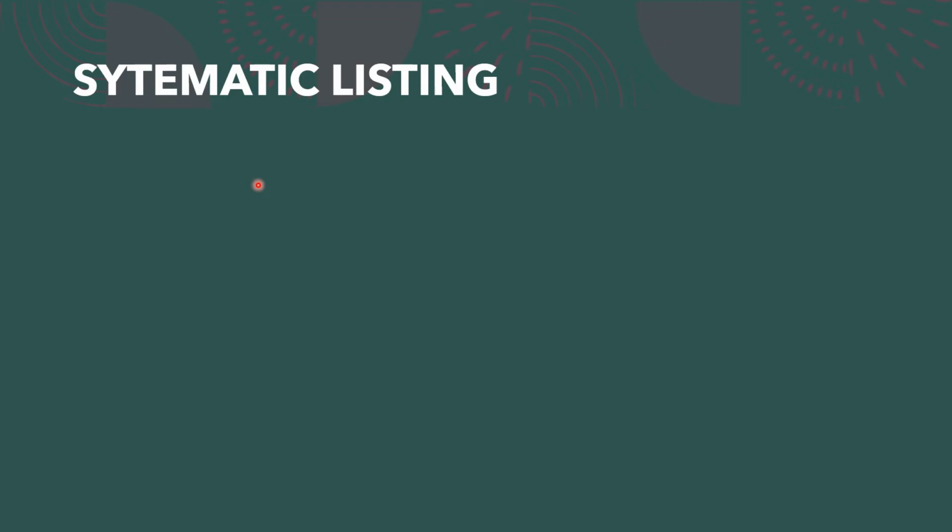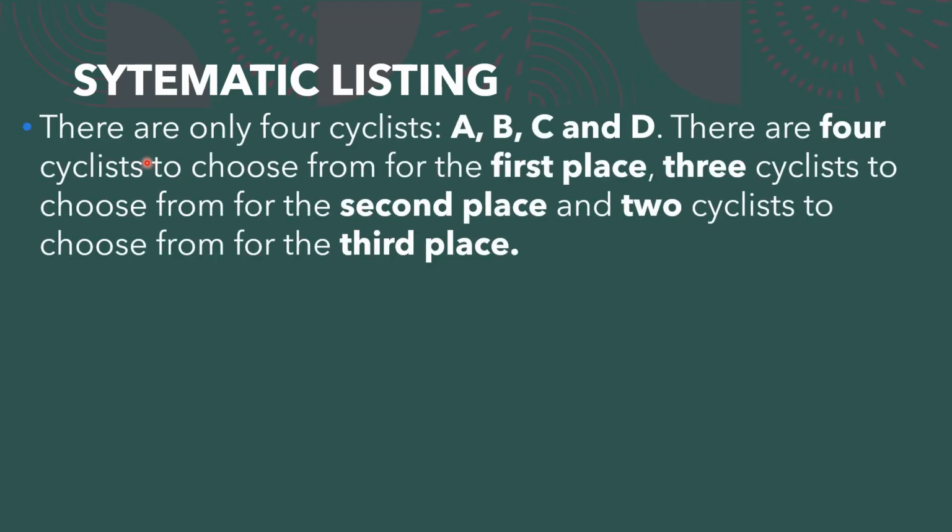Now, let's use systematic listing. So, first, meron tayong 4 cyclists. We have cyclist A, B, C, at saka D. So, sa first placer, meron kang 4 na cyclist na pwede nating pagpilian. Si A, B, C, at saka si D.